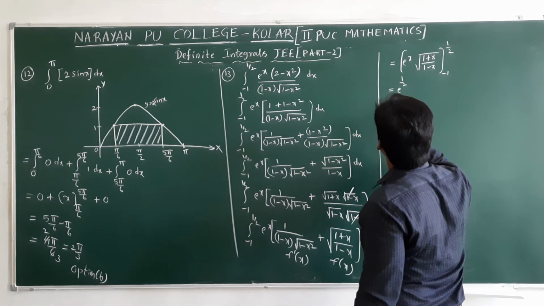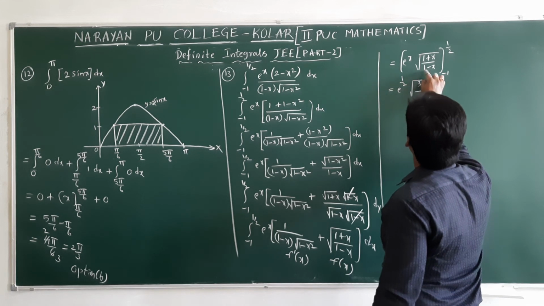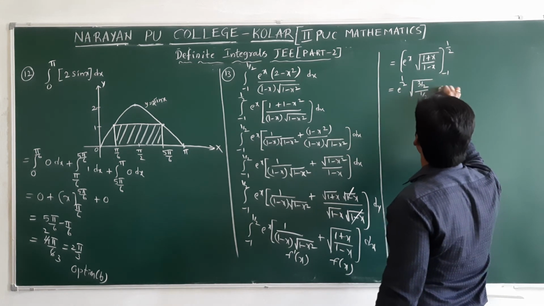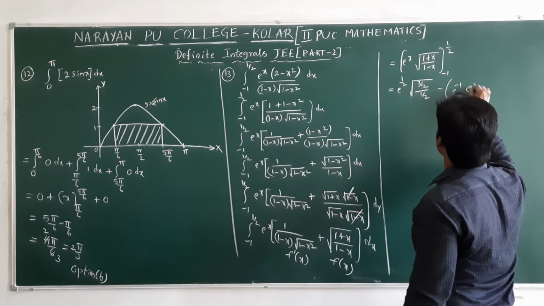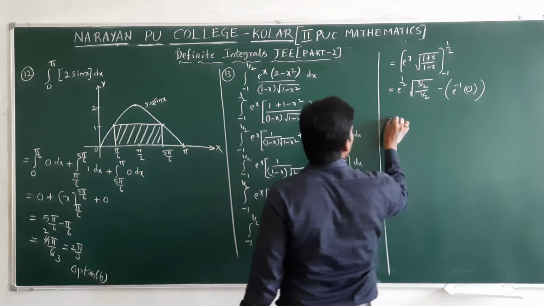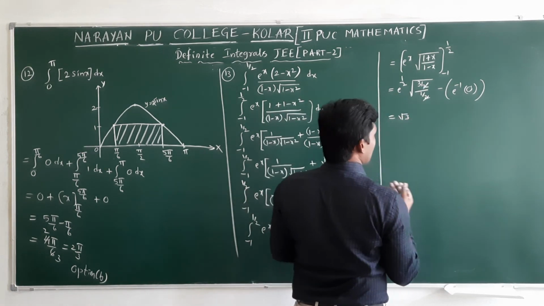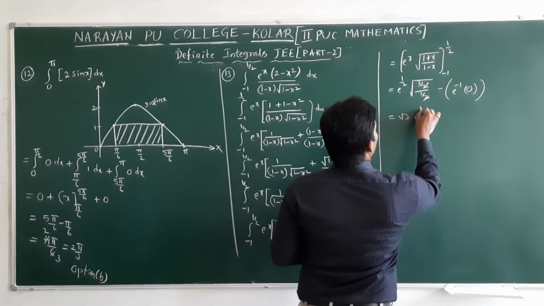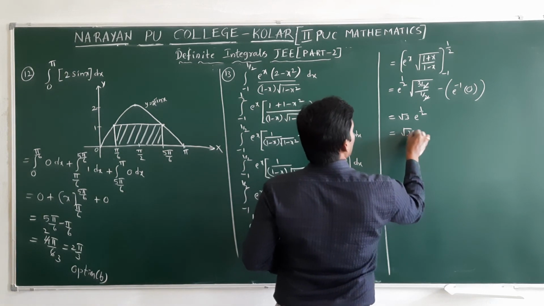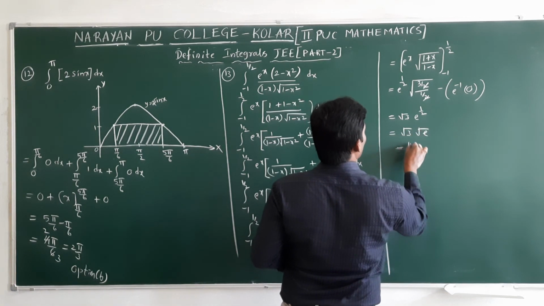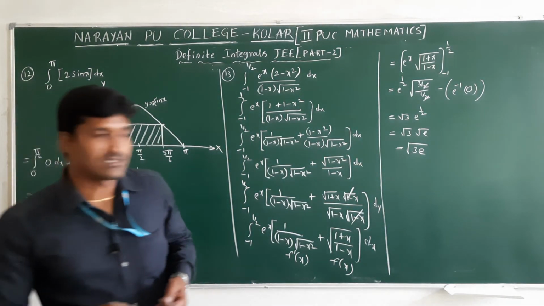So e power 1 by 2, substitute the upper limit: 1 plus 1 by 2 that is 3 by 2, 1 minus 1 by 2 that is 1 by 2, minus the lower limit e power minus 1, where 1 minus 1 value becomes 0. Now the 2s cancel, remaining root 3 by 1, that is root 3 only. e power 1 by 2 we can write as root e, that is total root of 3e. Now root of 3e is there in which option? Option C is the correct one.